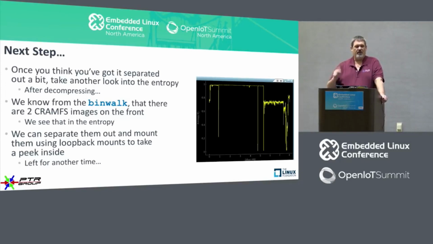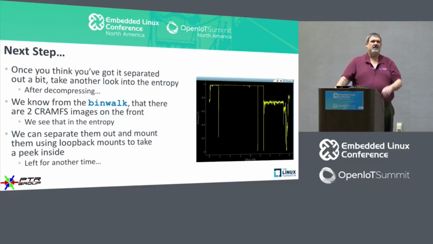In this particular case, we did the binwalk on it. We found out there were 2 CRAM-FS images in the front. We know what their offsets are. Because we know what their offsets are, we can simply mount them and take a look at them. That's a really nice thing about the way the loopback interface works in Linux. If we can identify what the file system is, we can simply loop back mount it and then take a look inside. CRAM-FS is compressed, but not the headers. So the data is compressed, but the headers are visible. So you can then look at the names of the files inside of CRAM-FS.